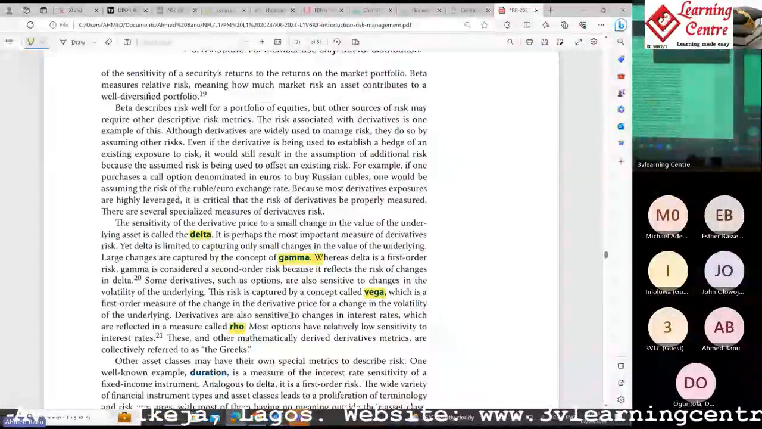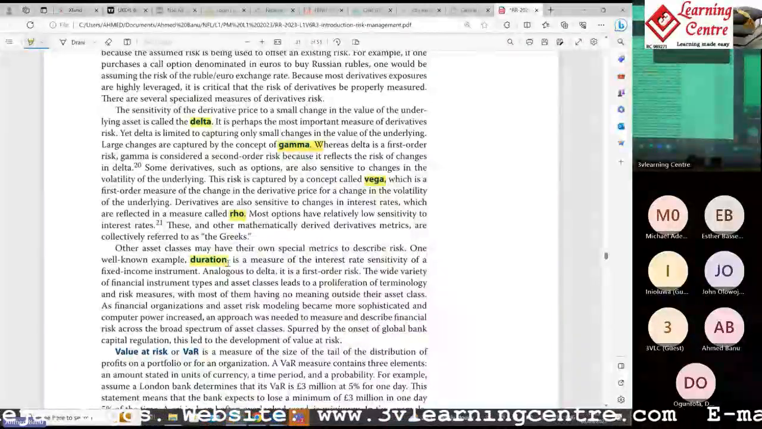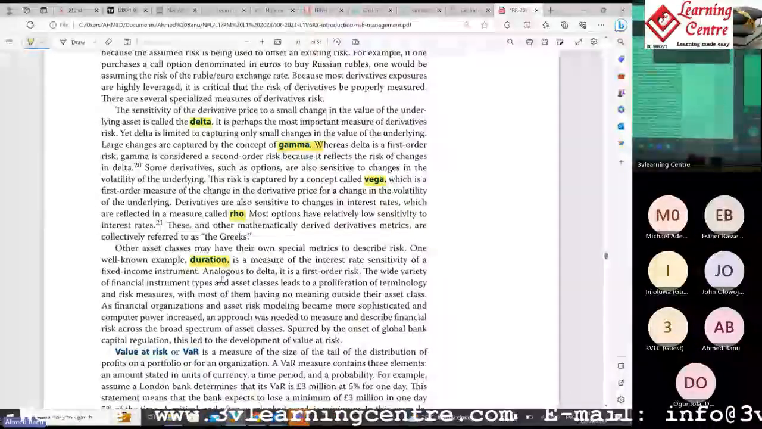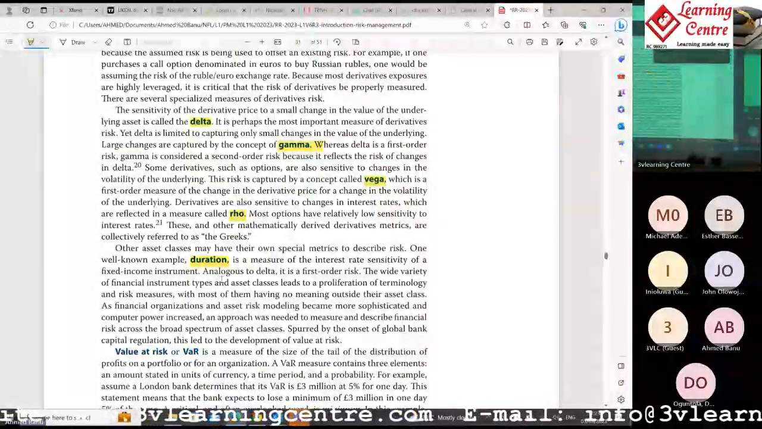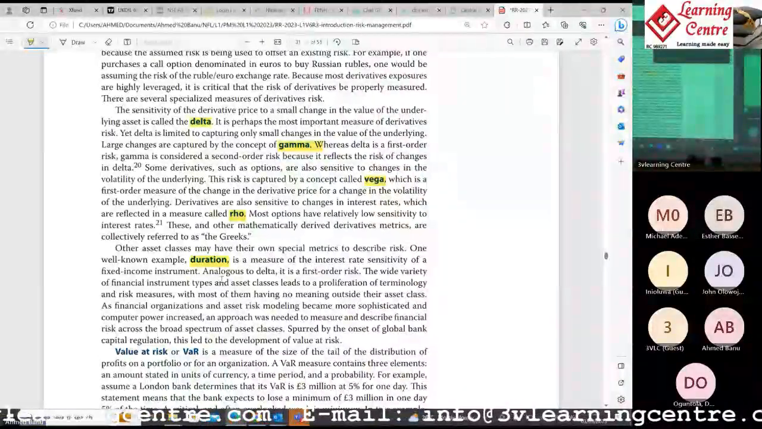Now, moving to the last, which is for bonds, you have something called duration. So duration is the sensitivity of bond prices to what? To interest rates.